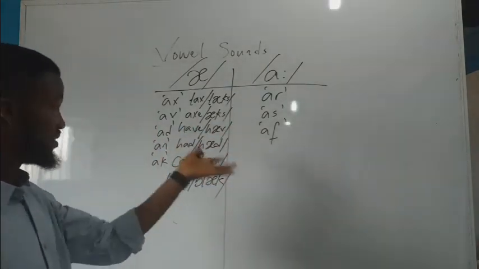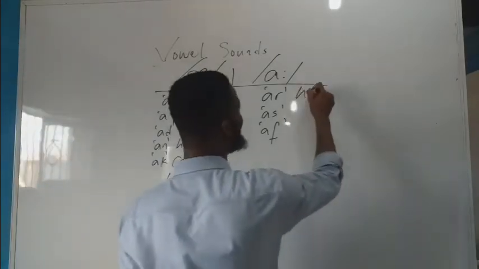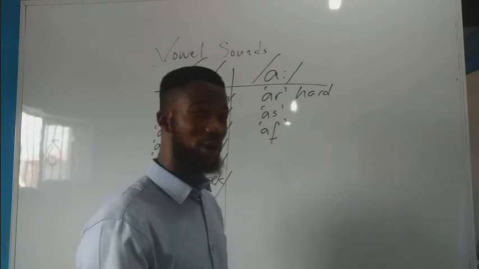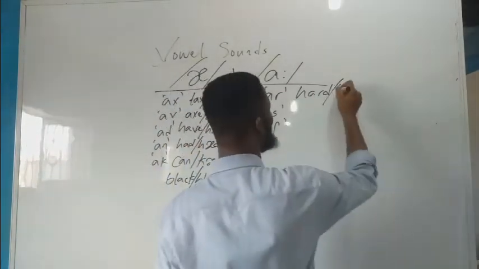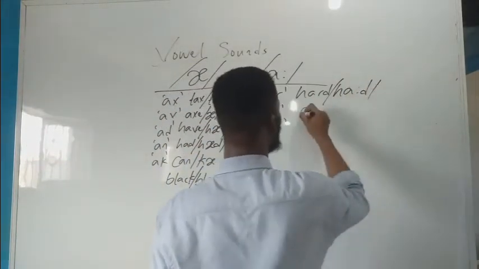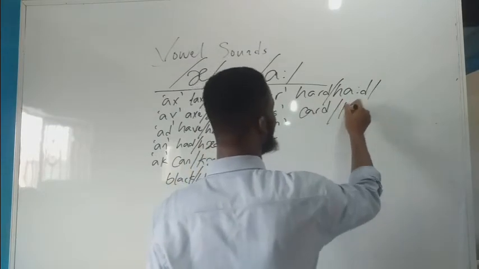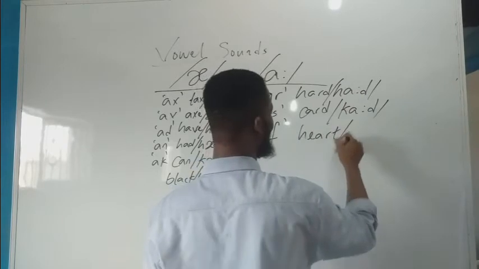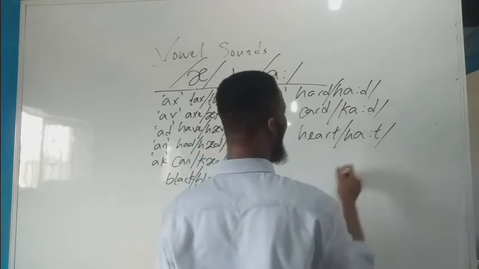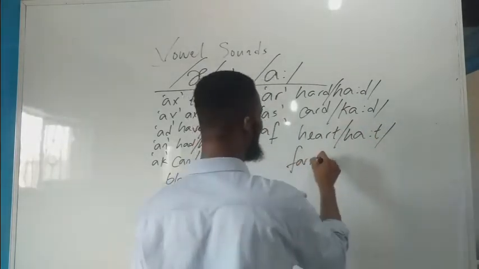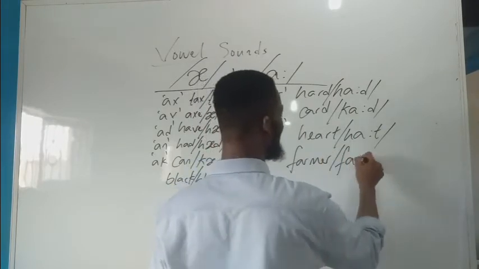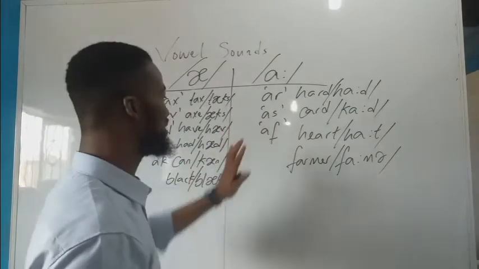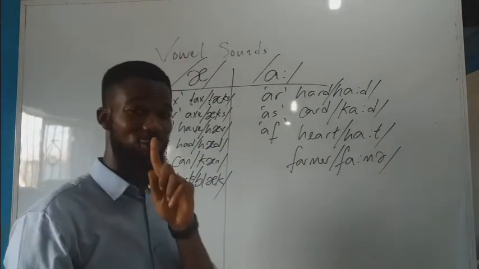But let's look at this. This one makes the sound long. If I have HARD, this is pronounced as hard. If I have CARD, of course, this is pronounced as card. Pay attention to HEART also. If I have FARMER, this is pronounced as farmer. Alright. You could also have AS. If it is S, it's going to give us a long sound.